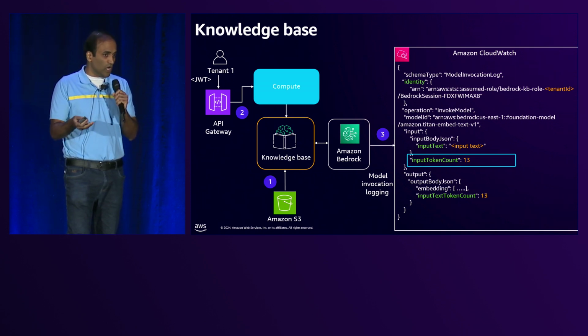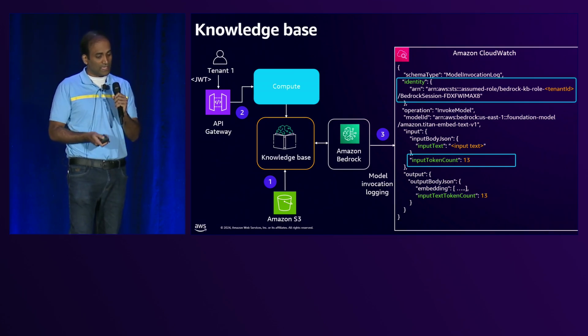This is good, you got the number of input tokens, but the challenge is, how do I attach the tenant context? So one way to resolve this is to adopt some kind of a convention where, when you are defining your knowledge base, you have that service role defined with the tenant ID. So if you look at this message, there is another attribute, as I highlighted here.